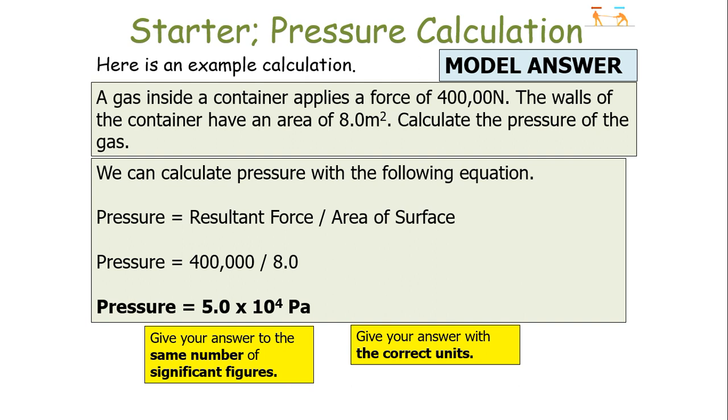So here's an example calculation. A gas inside a container applies a force of 400,000 newtons, and the wall of the container has an area of 8 meters squared.